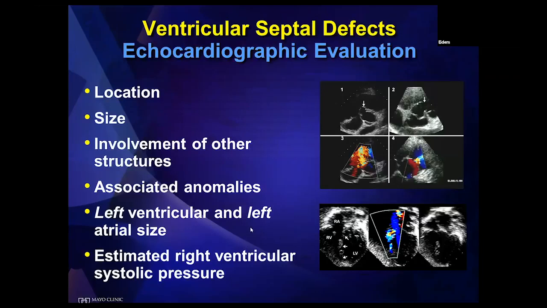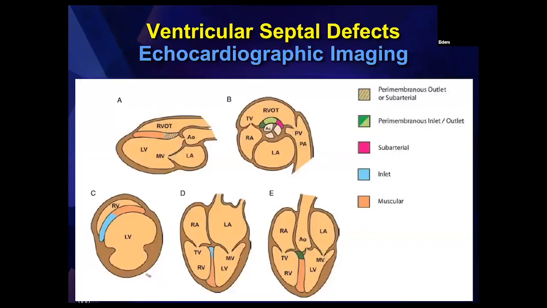When we look at ventricular septal defects, what do we want to see by echocardiography? We want to see the location of the defect, the size of the defect, the involvement of any other adjacent structures. Are there associated anomalies with the VSD? What is the size of the left ventricle and the left atrium? Because those are the two chambers that really will dilate from the left to right shunt of a VSD. And as we showed in our example, we can estimate RV systolic pressure by looking at the pressure difference between the left ventricle and the right ventricle utilizing the VSD velocity.